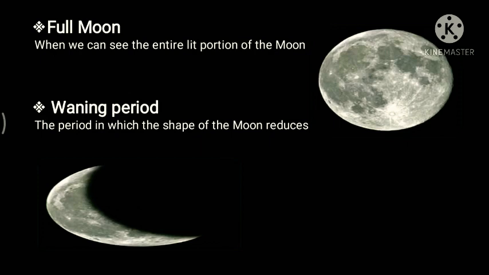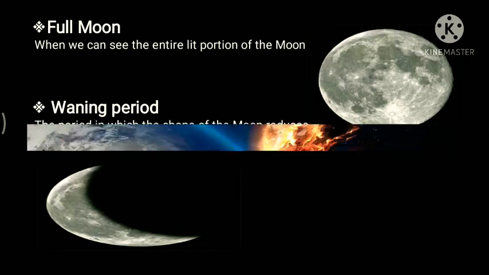Lastly we have the waning period. It's the period in which the shape of the moon reduces. Slowly the shape reduces, and that is called the waning period. So you can see the cyclic process: one new moon, then comes the waxing period, then the full moon, then the waning period. This whole thing keeps on continuing for every month, that is around 28 days and 8 hours.